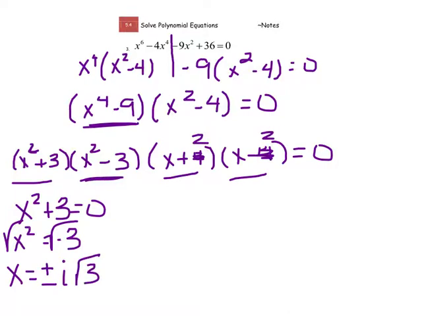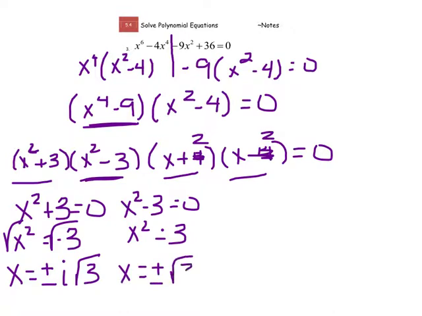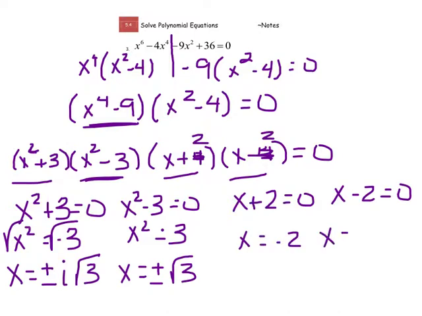Okay, now let's take the second piece. x squared minus 3 equals 0. So x squared equals 3. So when you take the square root of that, you just get plus or minus the square root of 3. Okay, then we have x plus 2 equals 0 and x minus 2 equals 0. So x equals negative 2, x equals positive 2. Double check that you have 6 answers. We have 1, 2, plus and minus i square root of 3, 3, 4, plus or minus square root of 3, and then 5, 6. So these are all my answers.